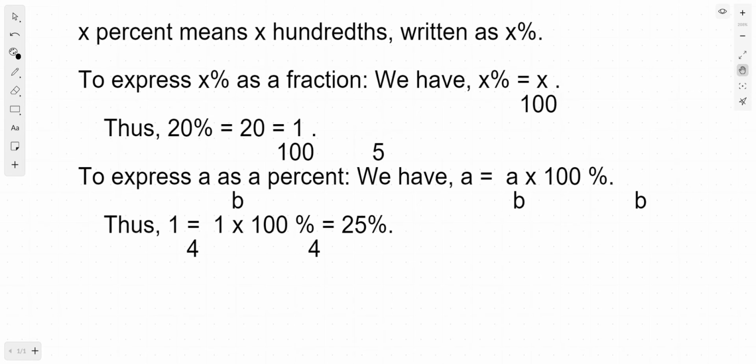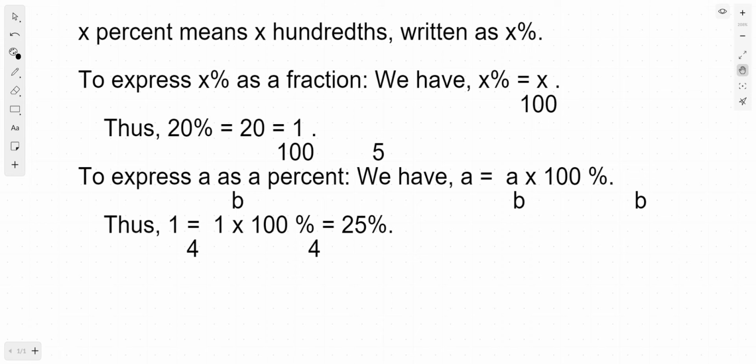So the basics start with this: if we have to represent a particular number as a percentage, it will be written as x%. This is the sign for percent. To represent a percentage as a fraction, let's say we have x%. Percent means per 100, so x% will be x divided by 100. For example, 20% will be 20 upon 100, which equals 1/5.